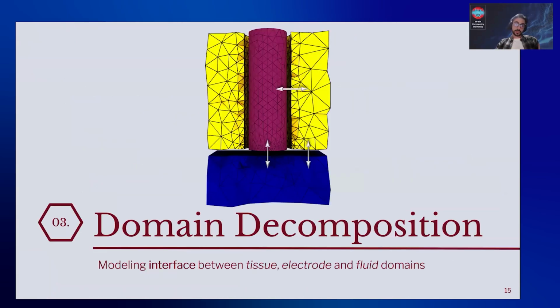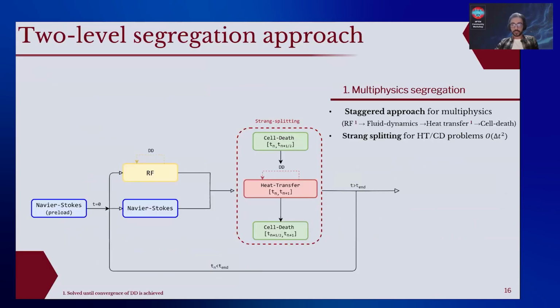So far we have described what happens in each block and how each physics is solved, but we haven't described how we intend on coupling the different domains, and we do it with domain decomposition. Particularly, this is based on a two-level segregation approach. The first one is the multiphysics segregation. Essentially, we solve the different physics in a staggered fashion within each time step.